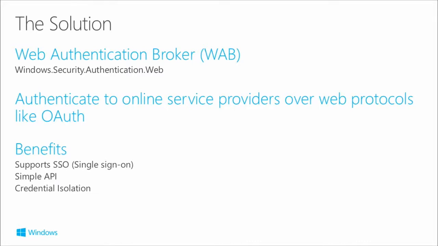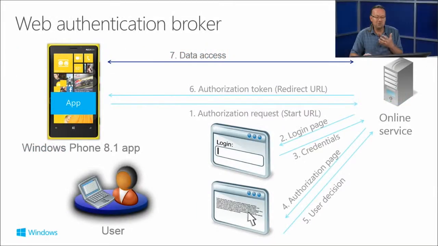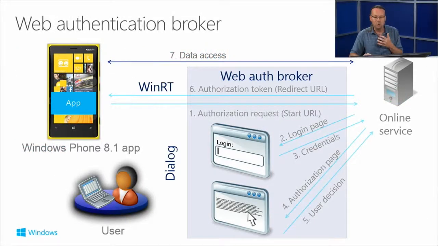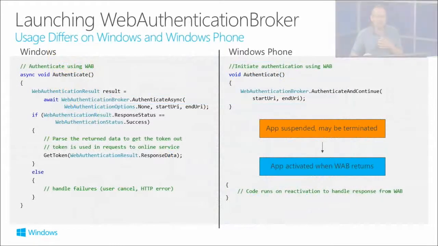It's very simple to use, and what we've effectively done is taken all of that and stuck it into a component. The way you use it differs between big Windows and Windows Phone. So on big Windows, you just call WebAuthenticationBroker.AuthenticateAsync, and you wait for that. It's an awaitable method, and then you handle the response, you look at the response. And then there's a GetToken method.